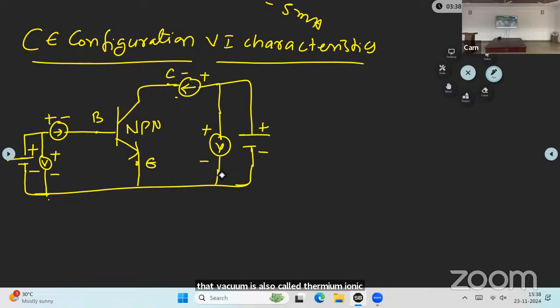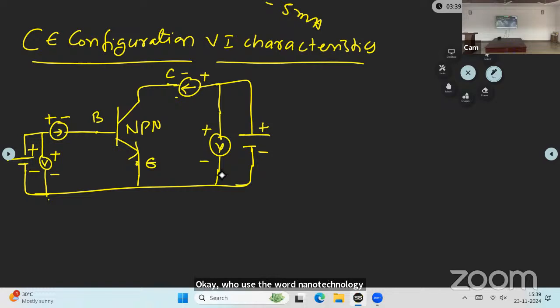Okay, next. When was the transistor invented? In 1947. Who invented the transistor? The three scientists Bardeen, Brattain and Shockley invented the transistor. Before that, after the vacuum tube, one more device is there, that is the triode. The triode was invented by Lee De Forest.